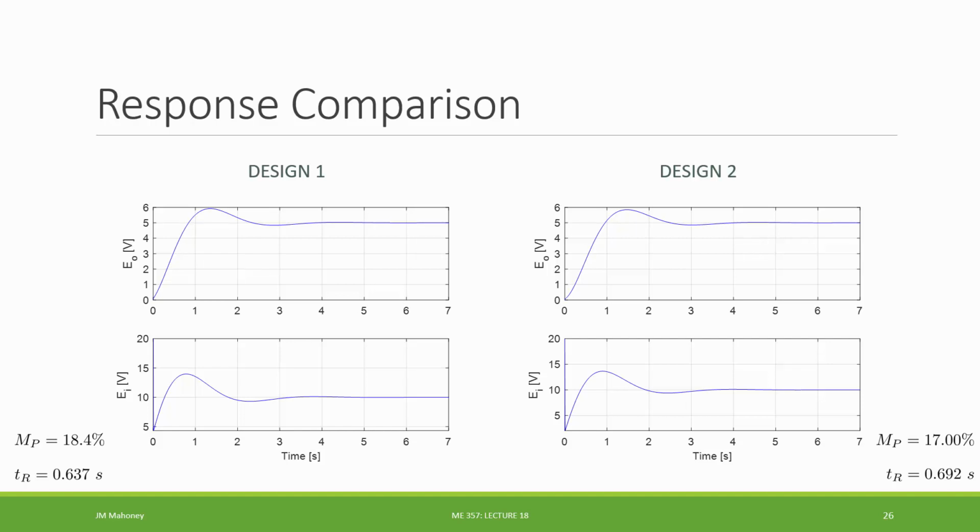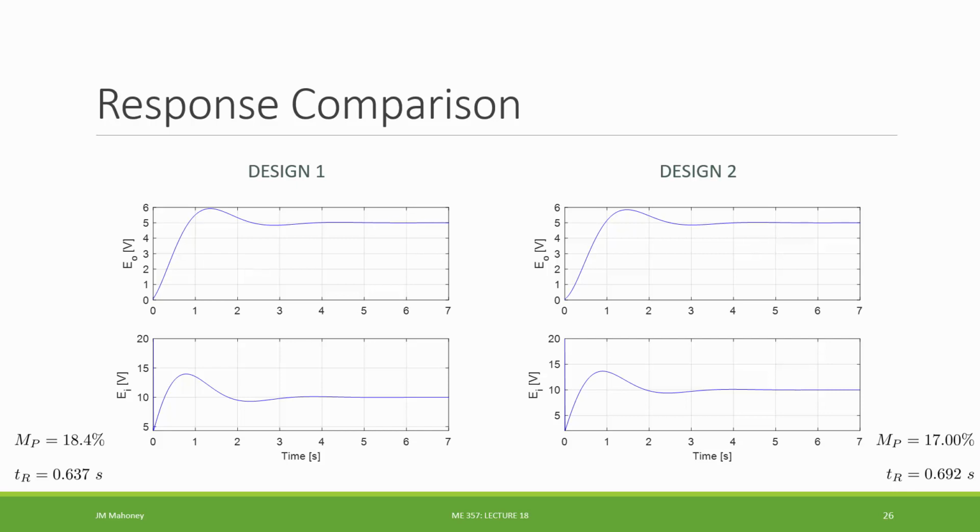Now let's compare the designs head-to-head in their outputs and the inputs that they required. Their responses are a little bit different, a bigger overshoot in design 1 than design 2, and a higher rise time in design 2 than design 1, but they're fairly close to each other. If we look at the input voltages, at least visually, they both have that initial kick that goes up to that 20 volts because that was the saturation point that I put into the Simulink model.